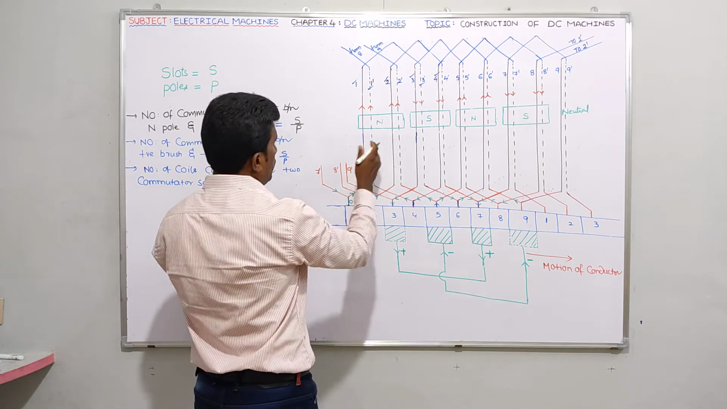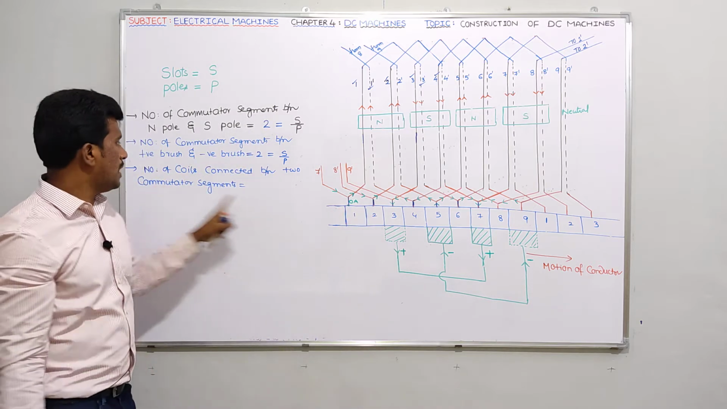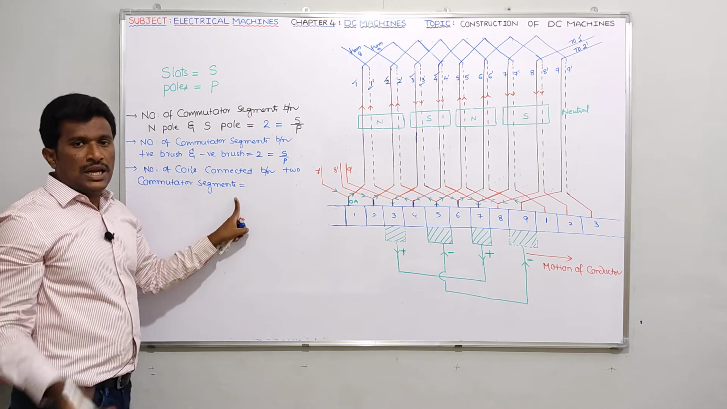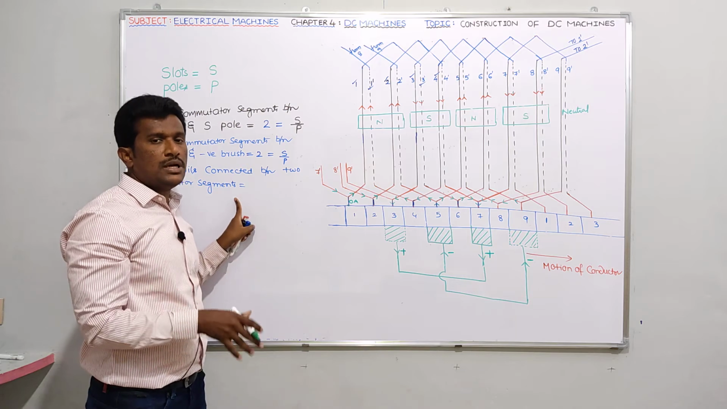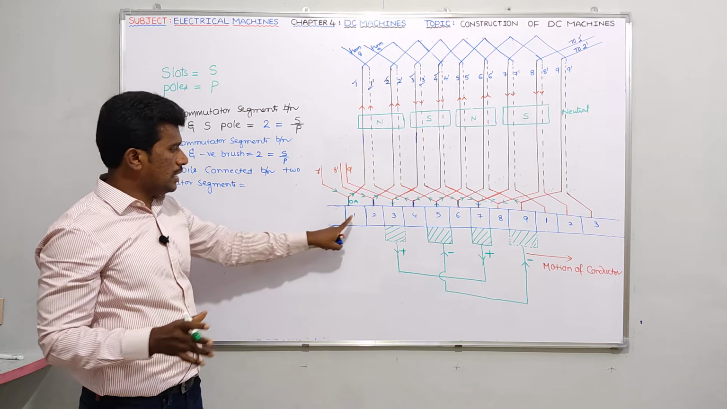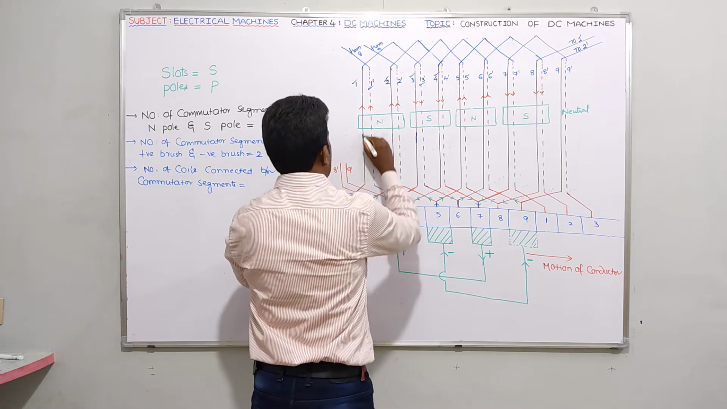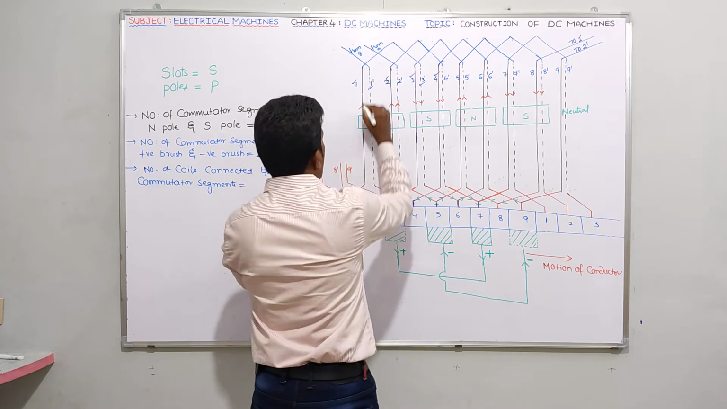Suppose if you see here in a segment number 1, I'm asking number of coils connected between two commutator segments. Let me find out number of coils between segment number 1 and segment number 2. Is it clear? I have taken segment number 1. So let me start from this. What is the coil name from this? I'm just starting from segment number 1.